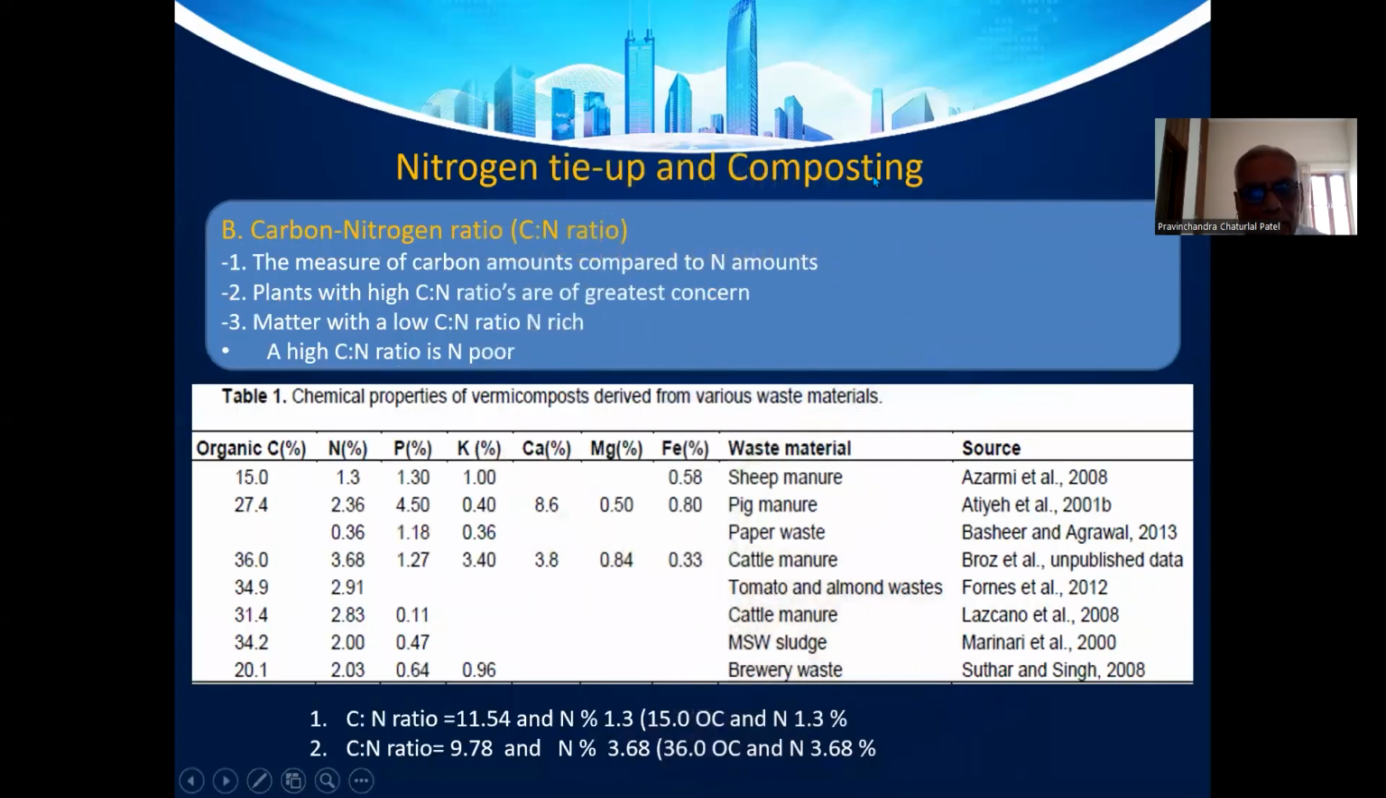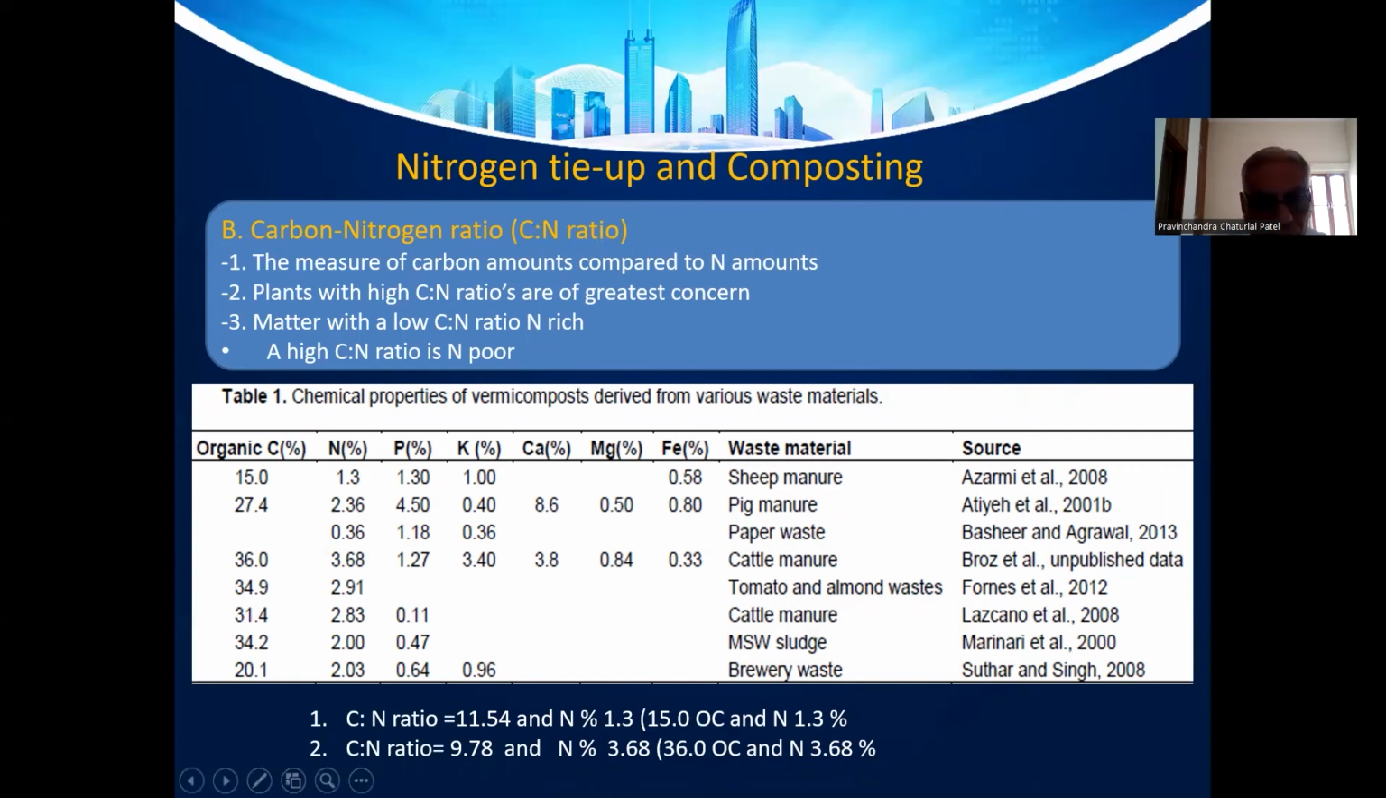Then nitrogen tie-up and composting, carbon nitrogen ratio. We have discussed this. Here you can see the chemical properties of the vermicompost derived from various waste materials. I have given here the C:N ratio 11.54. So when the C:N ratio is 11.54, then nitrogen is 1.3%. But the C:N ratio is 9.78 when nitrogen is 3.68, and organic carbon is 1.27.